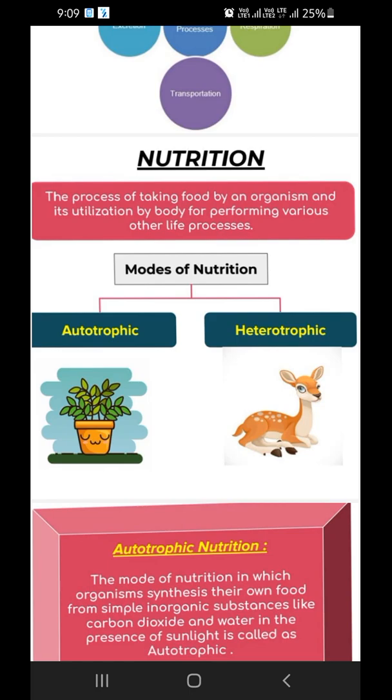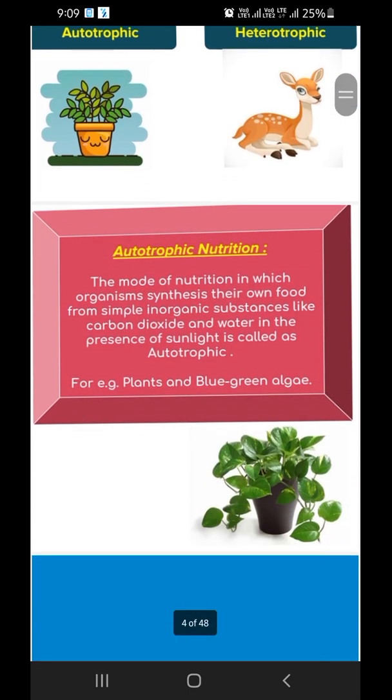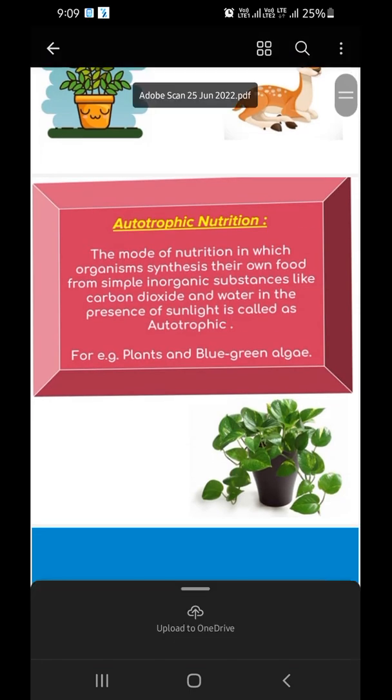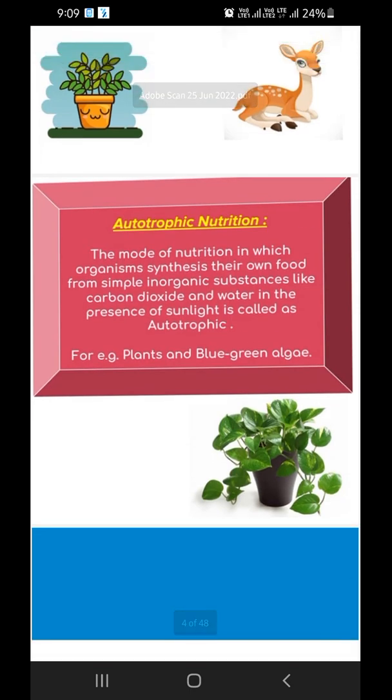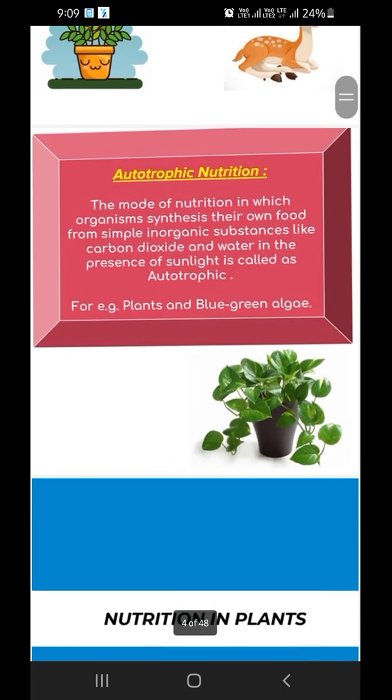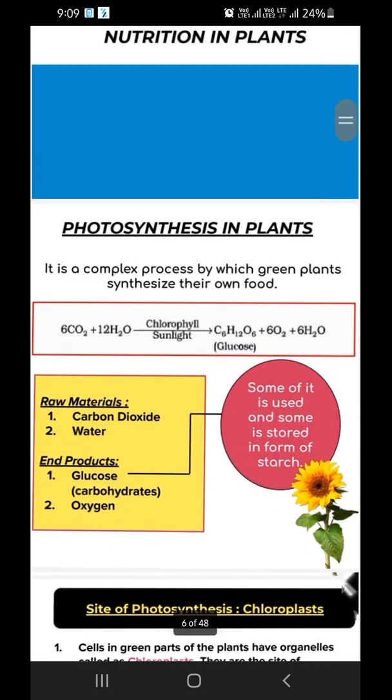So there are two types of nutrition. One is autotrophic and the second one is heterotrophic. So what is autotrophic nutrition? The mode of nutrition in which organisms synthesize their own food from inorganic substances like carbon dioxide and water in the presence of sunlight is called autotrophic nutrition. The main point is that we also call autotrophic nutrition holophytic nutrition.